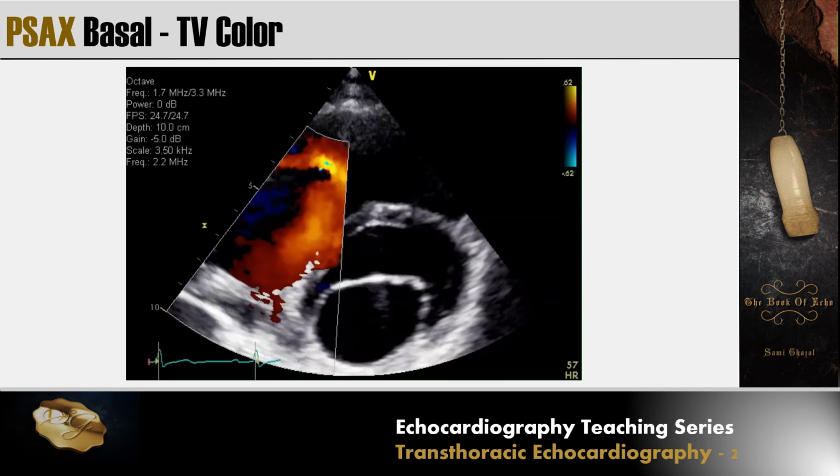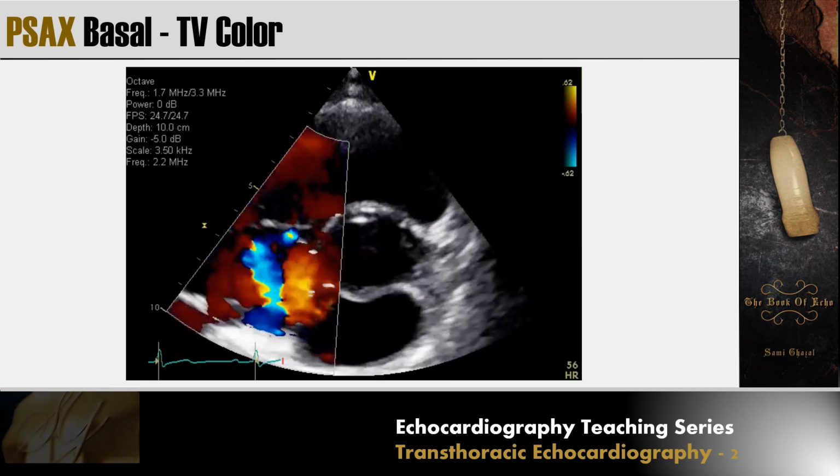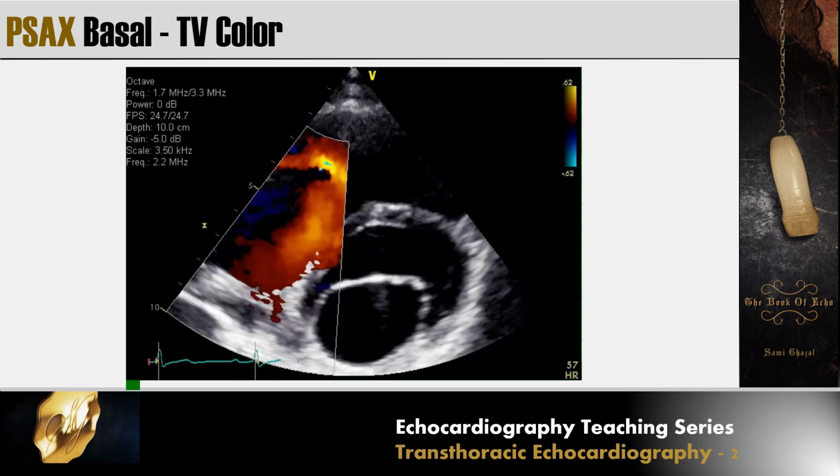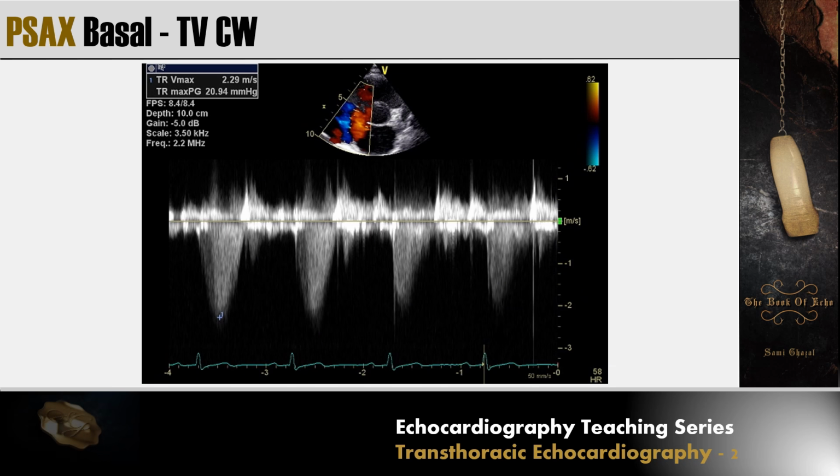Angulate to bring the tricuspid valve into view and put a color Doppler there. With the help of color Doppler, adjust your cursor and align it with a tricuspid regurgitation flow and acquire a continuous wave Doppler.